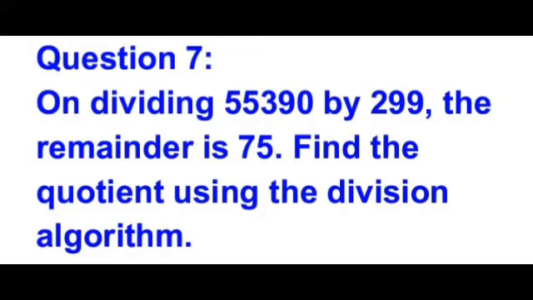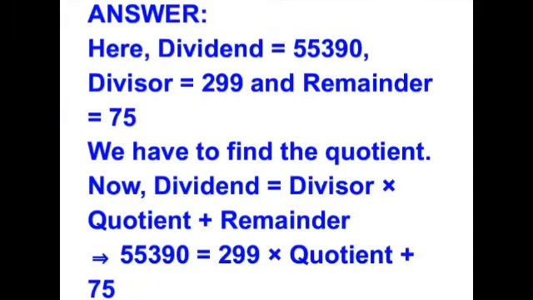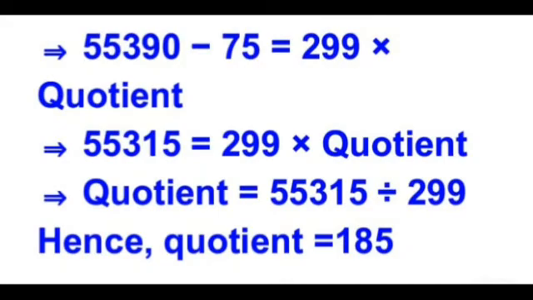On dividing 55,390 by 299, the remainder is 75. Find the quotient using the division algorithm. It is also just the same as question number 6. We put the values in the division algorithm, that is dividend is equal to divisor into quotient plus remainder. So we have to find the quotient. First we have to subtract the remainder from the dividend. When we subtract, we get the answer 55,315. Now this divided by 299, and we will get the final answer, that is quotient 185.